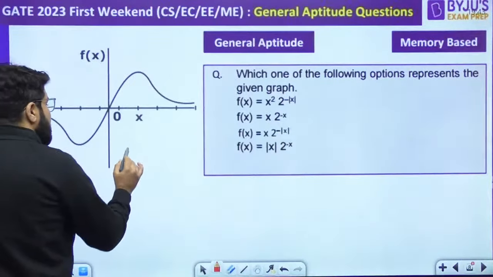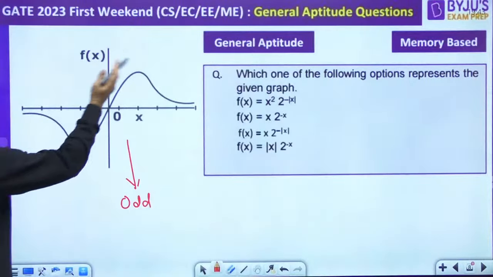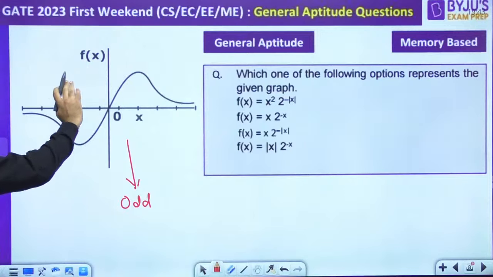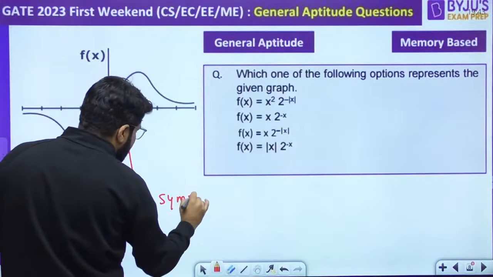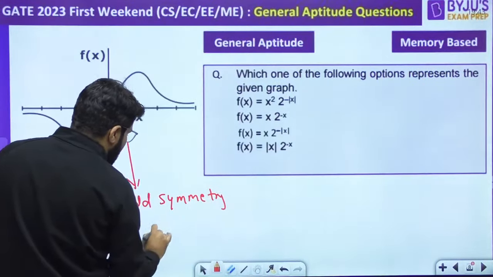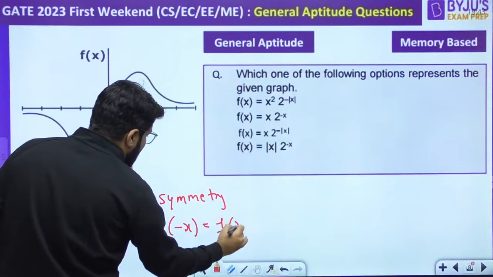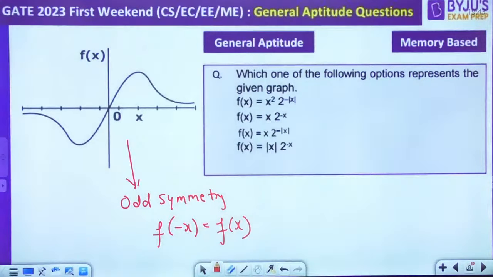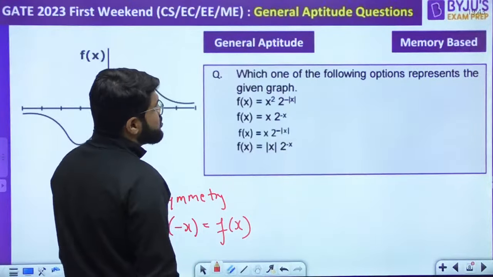The logic is the given function represents odd symmetry, because the function on the right and left are just a mirror image, but an inverted mirror image. Matlab they only differ in sign. They are identical in magnitude. So that is f of minus x equals minus f of x. Because of this odd symmetry, which of the functions is odd symmetric?